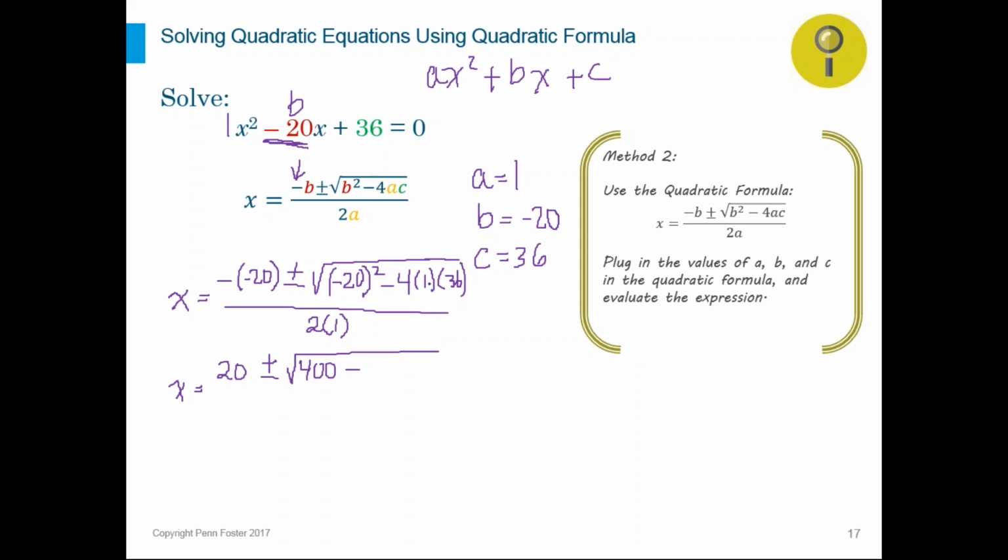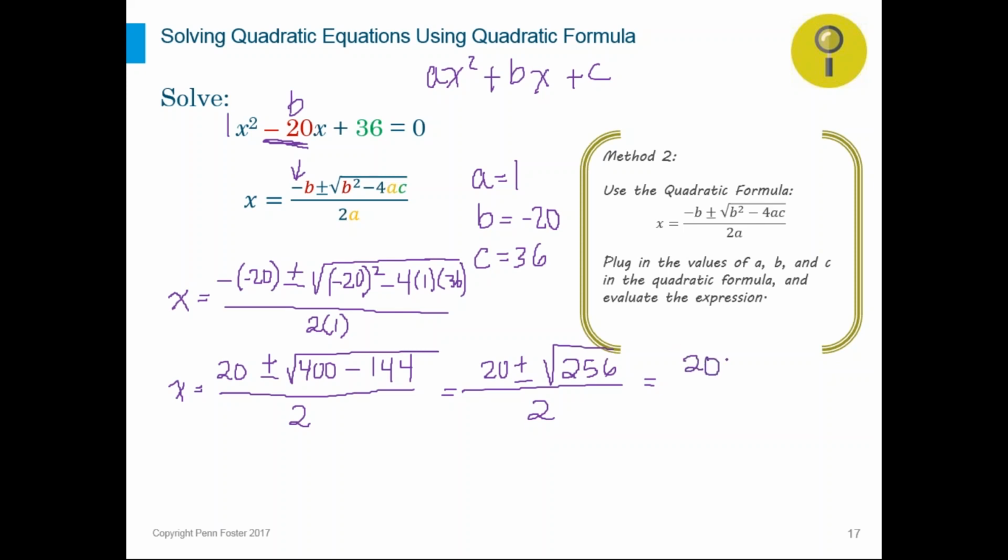Minus 4 times 1 is 4, times 36 will give you 144, over 2 times 1 is 2. Simplify further. So I have 20 plus or minus the square root of 400 minus 144, which will give you 256, still over 2. We hope that the 256 is a perfect square, so we'll be able to take the square root of that and it will give us a whole number. If you use your calculator, you can find out that the square root of 256 is 16.